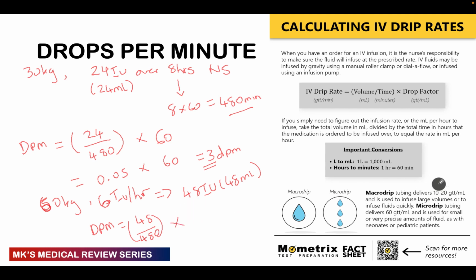So suppose here we have these ones that are giving 20 drops to give you 1 mil. If you do the calculation here, 48 divided by 480 gives us 0.1, multiplied by 20. That will be about 2 drops per minute if you are using the macro giving sets. If you're using the micro giving sets, it's again 48 divided by 480, and you multiply that by 60. So you're going to be giving about 6 drops per minute if you're using these micro drips.